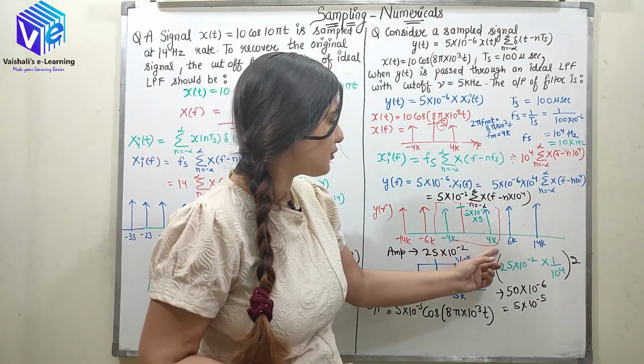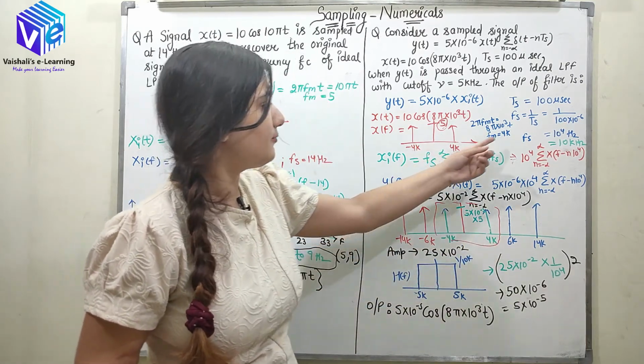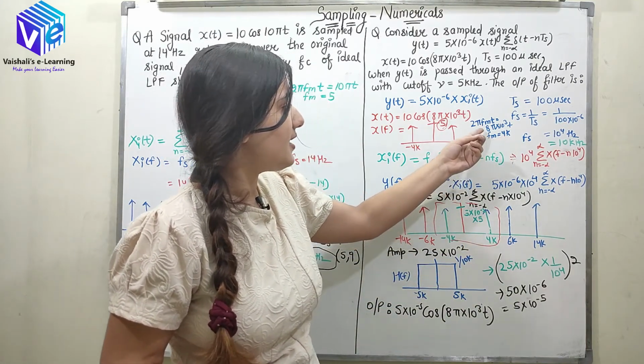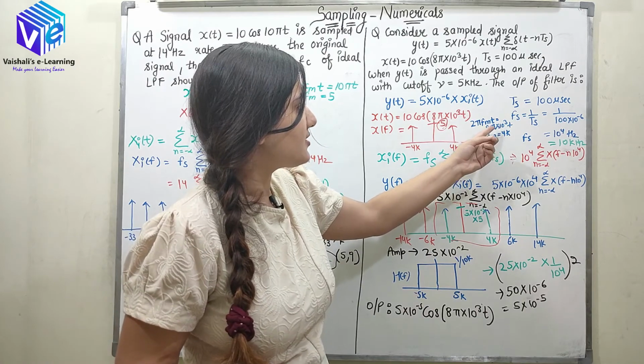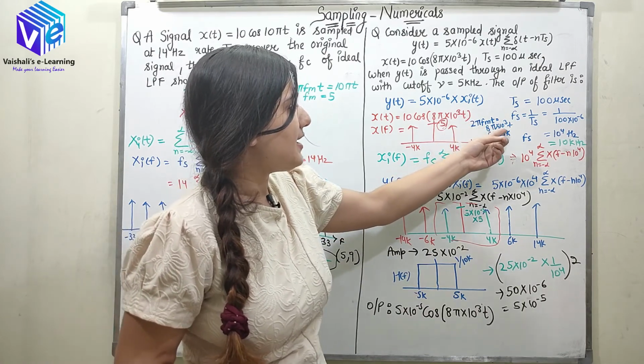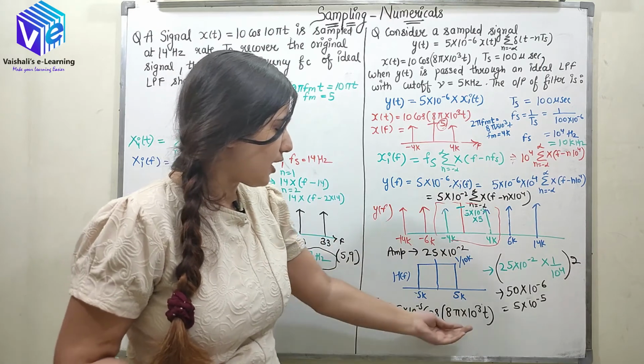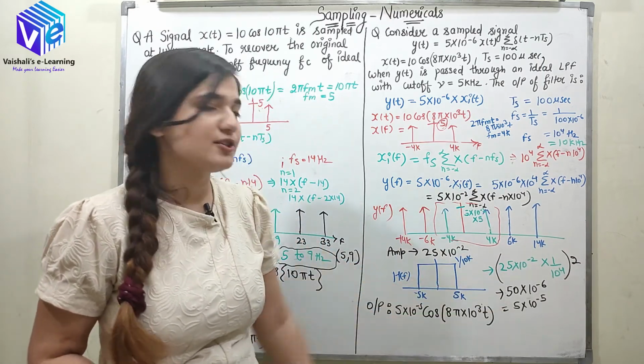Now what frequency components is it passing? It is passing minus 4k and 4k, which represents 2 pi fm t, which is my 8 pi into 10 raised to power 3 t. So now I have represented 8 pi into 10 raised to power 3 t.